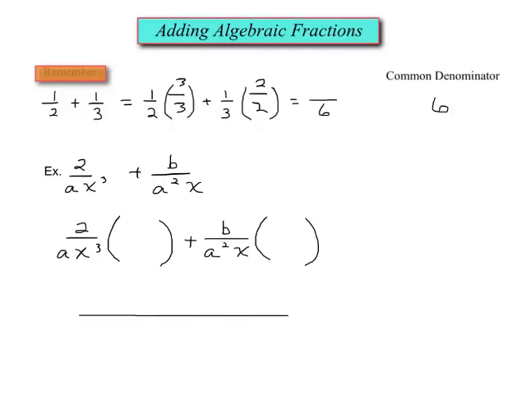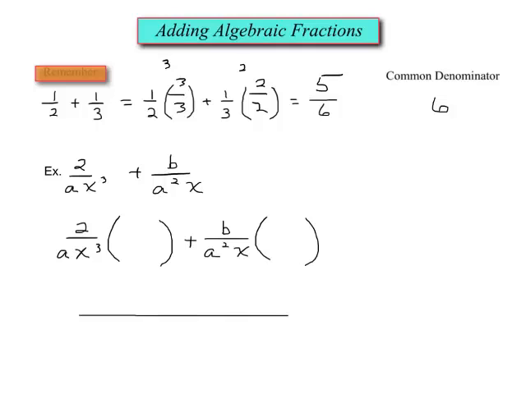Now that we have the common denominator, we add our numerators. 3 times 1 is 3, and 1 times 2 is 2, and 3 plus 2 equals 5. So our answer is 5/6. We're going to do much the same with our algebraic fractions.